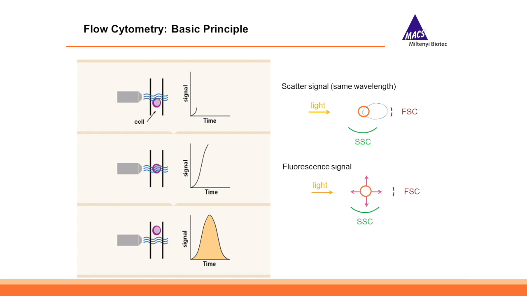The basic principle is that if a cell or an exosome passes the detection laser, it will generate a signal over time. And there are two different kinds of signals you can generate. The first signal is generated by light scattering of the cell passing the laser, and there you can measure the scattering in forward direction and in side direction. The second signal, if you label the cells with a fluorescent dye, is the fluorescence generated by the labeled cell.